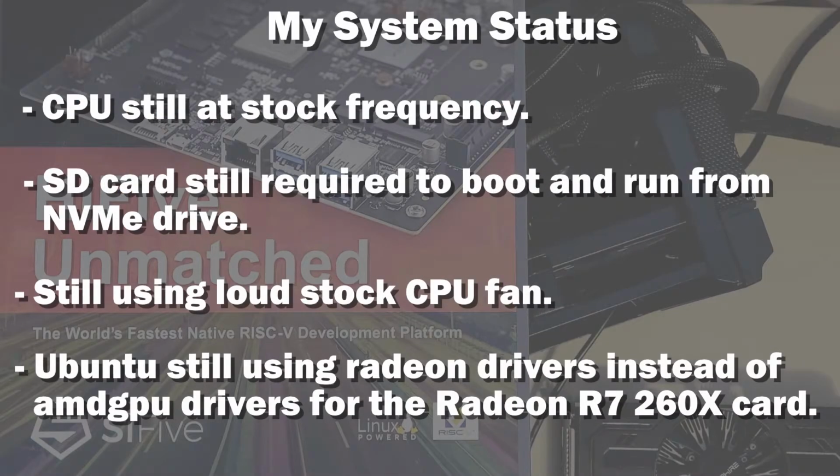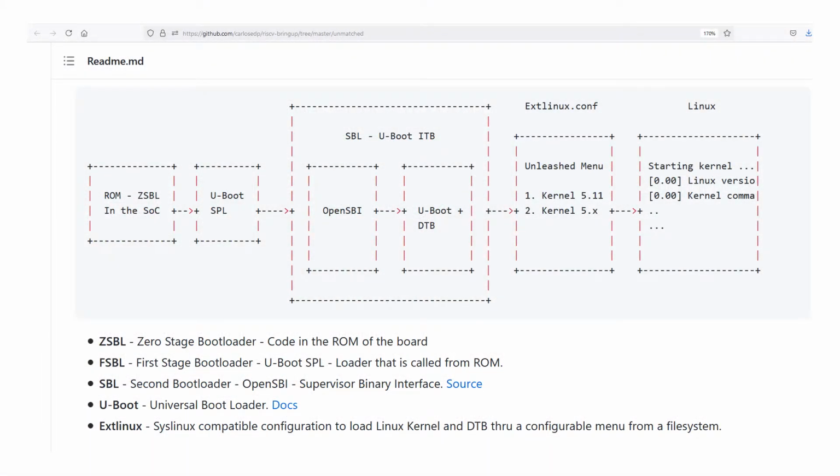The next update is that the SD card is still required to boot even when running from the NVMe drive. From what I gather looking at the forums, it may need a firmware resolution. And if we look at Carlos Eduardo's great RISC-V GitHub resources, we see a nice clearly laid out explanation of the stages of the boot process. And of course, now that I've referenced Carlos' repository twice, I'll have links down below.